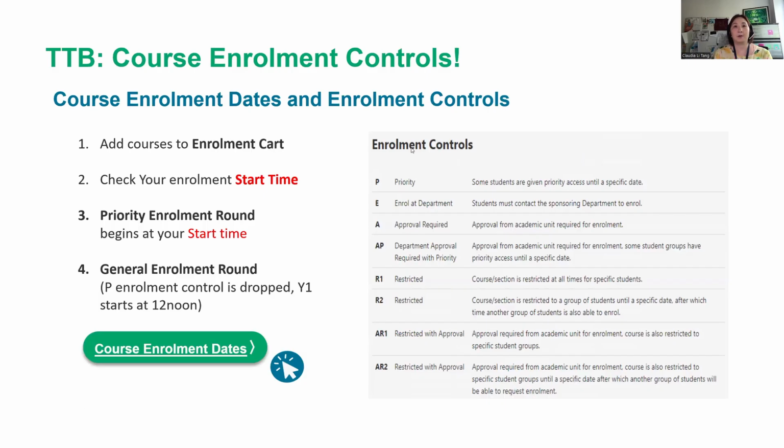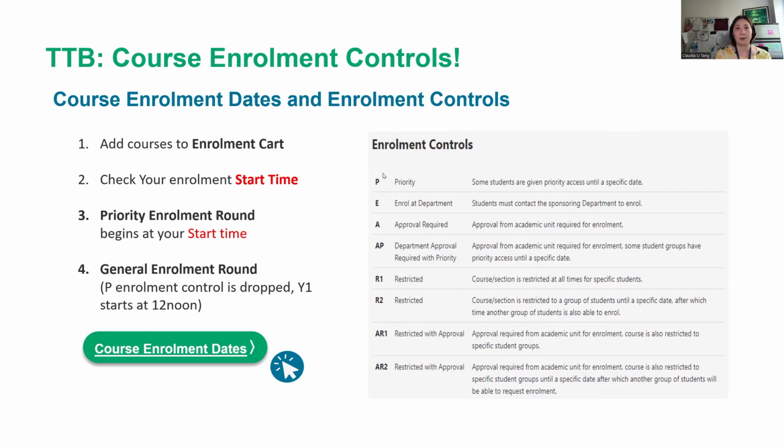Okay, so we talked about these enrollment controls. For some courses, if it says "E," it means you must contact the department. You can't enroll on Acorn. Some courses have a two-step process: you apply in the first round, and then the department will approve or refuse you. Then you saw an example of restricted courses, and so on and so forth. So enrollment control is a good thing to take a look at.